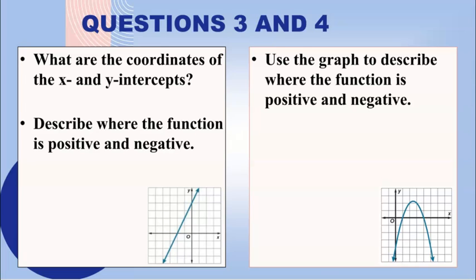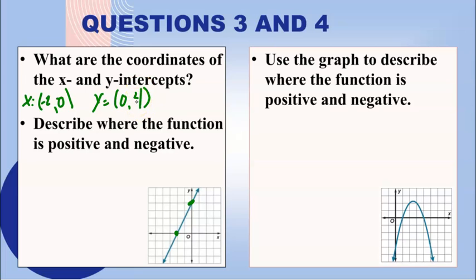Question 3. What are the coordinates of the x and y intercepts? So for the x-intercept, your y is 0, and you have to find your x. So if I go to my graph here, the x-intercept is right at negative 2. So I would have negative 2, 0. And the y-intercept would be when x is 0, what is the y? So I go to the graph, it crosses the y-axis here, which would make that a positive 4.